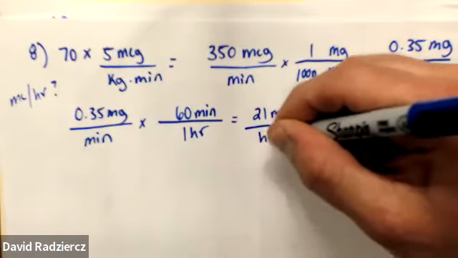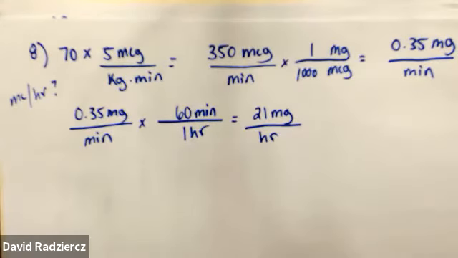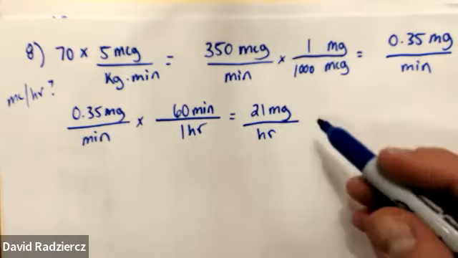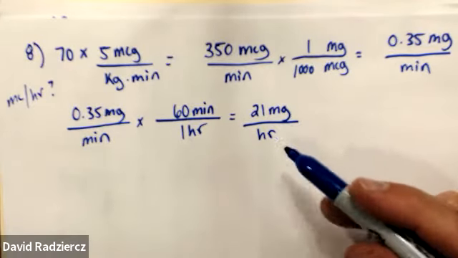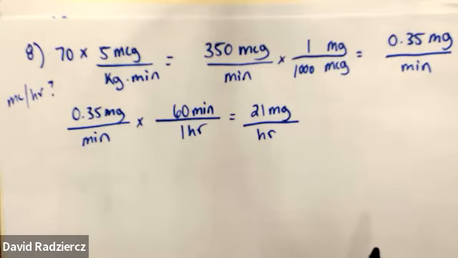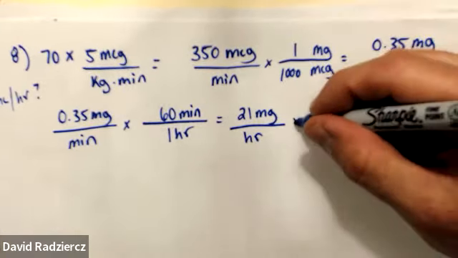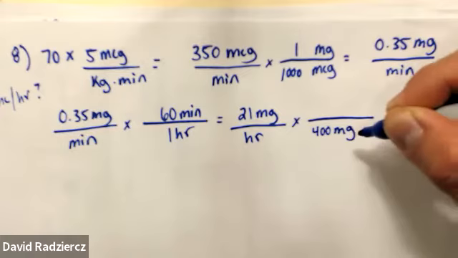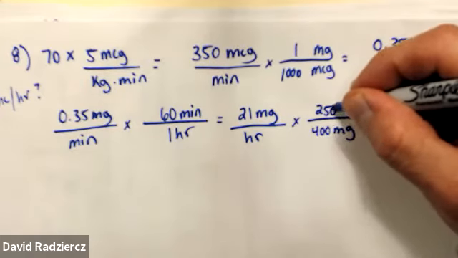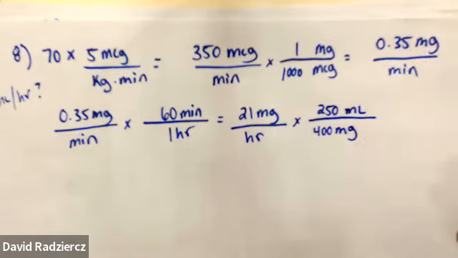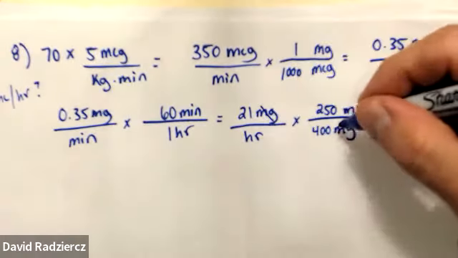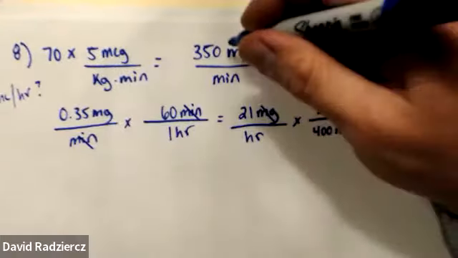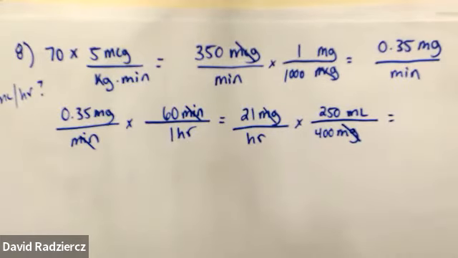milligrams per hour. Now that I have the milligrams per hour, I'm just going to apply it to the milligrams per milliliter that I have available. So I have 400 milligrams and then 250 milliliters. Make sure I wrote that down right. Yes. I'm just going to eliminate milligrams. And that's all I've been doing this whole time, just doing conversions. And when I'm done, I should be left with what I'm looking for, which is milliliters per hour.